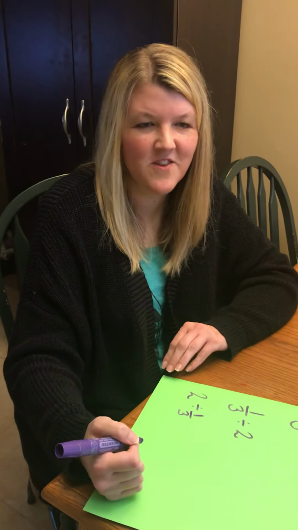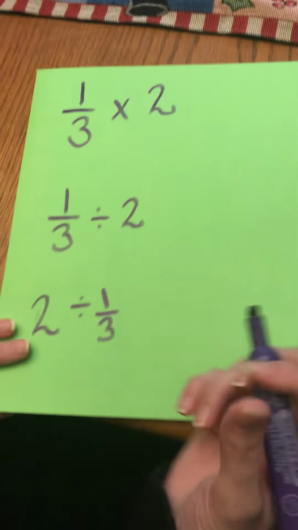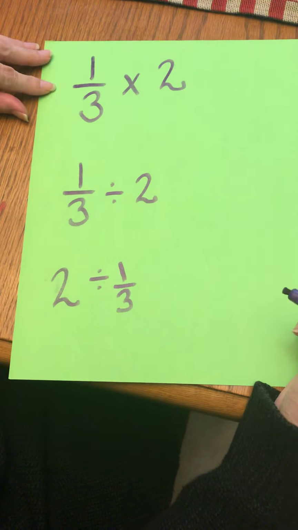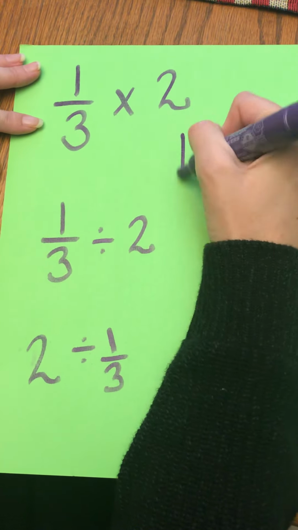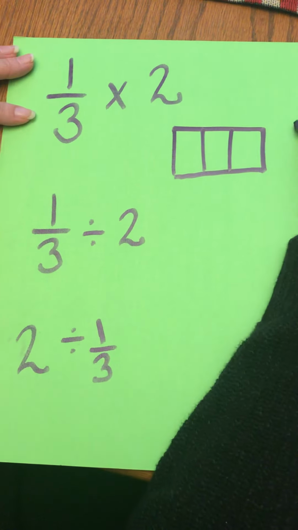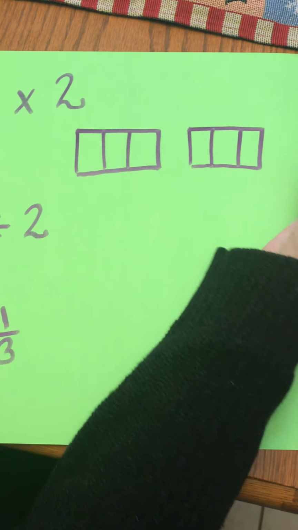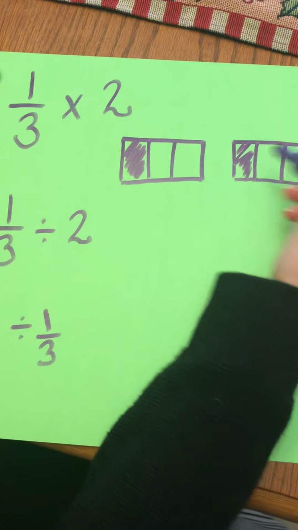Alright, now that we've been working on multiplication and division with fractions, I want to do an example of each type to make sure that you don't get them confused. So with this first one, 1/3 times 2, we're thinking about having 1/3, and then because it's times 2, I'm going to have 2 1/3s. So I can use a model to kind of help with this.